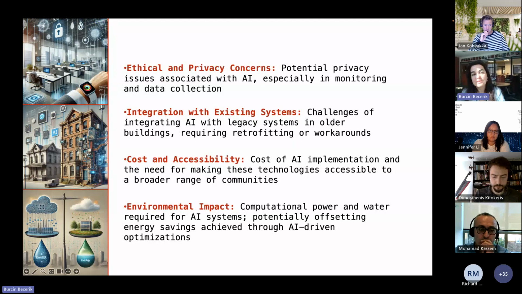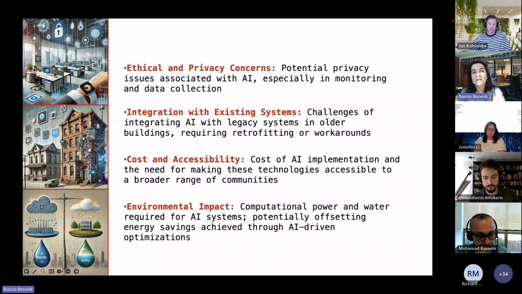Integration with existing systems is extremely important. We have a large existing building stock. How do we integrate AI with legacy systems in older buildings is an important question. Cost and accessibility is something I always think about, because these technologies shouldn't be just for the top 5% of the buildings, but we have to be able to make them accessible to a broader community.